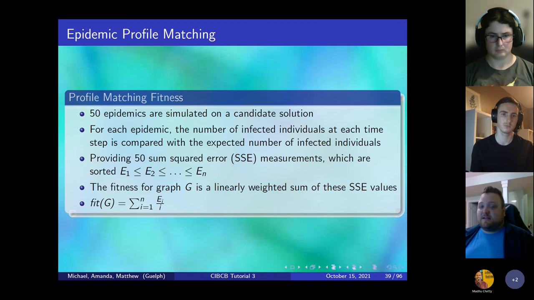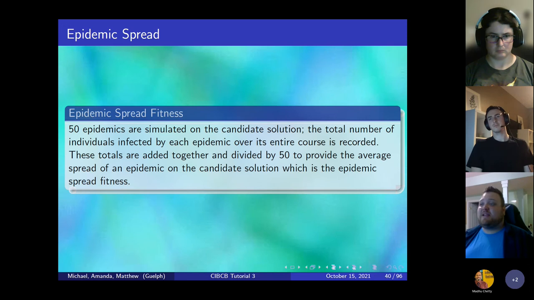Epidemic spread fitness. 50 epidemics are simulated on the candidate solution. The total number of individuals infected by each epidemic over the entire course is recorded. So how far did it spread into the population? These totals are added together and divided by 50 to provide the average spread of an epidemic on the candidate solution. This is known as the epidemic spread fitness.